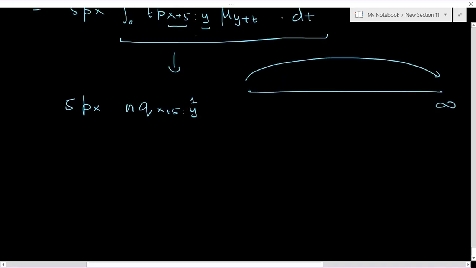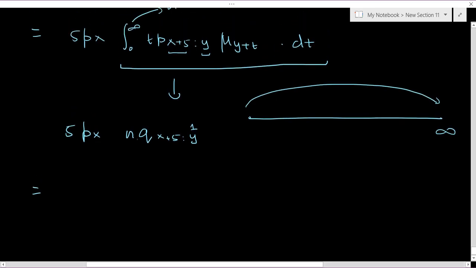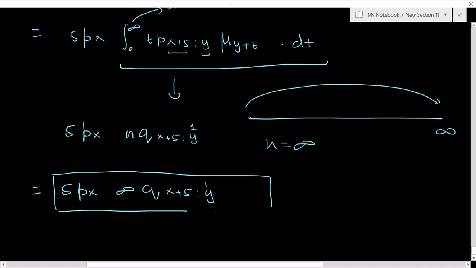So this can be written in this way, that I want y to die and I want x plus 5 to be alive, right? So that is how you can model it. Now that we don't have n here, we have got infinity here, so n is equal to basically infinity. So we'll write this as 5px into infinity q x plus 5 y with 1 over y, right? So that's the way to model such a probability, and this is your answer.